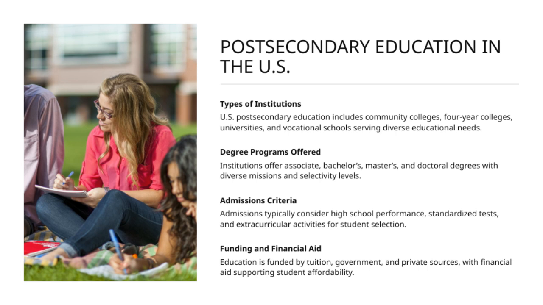and circumstances. Admissions criteria typically include high school performance, standardized tests, and extracurricular activities. These factors help institutions select students who are prepared and motivated to succeed, but the process can vary depending on the school. Funding for post-secondary education comes from multiple sources: tuition, government support, and private contributions. Financial aid is also a crucial part of making education more affordable for students, helping to reduce financial barriers and open opportunities for more people.